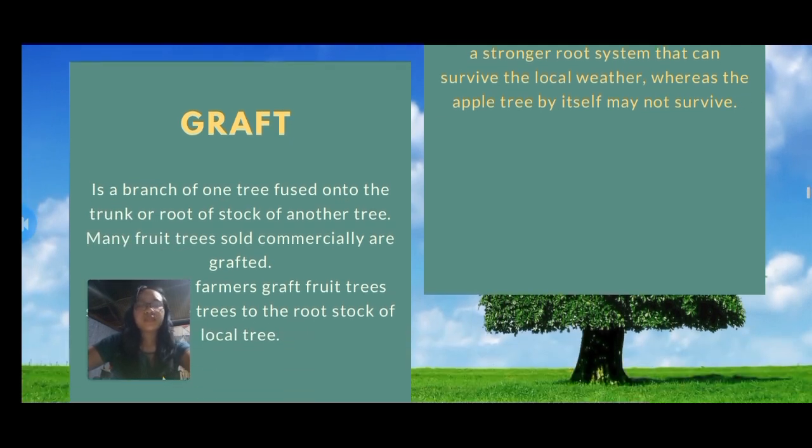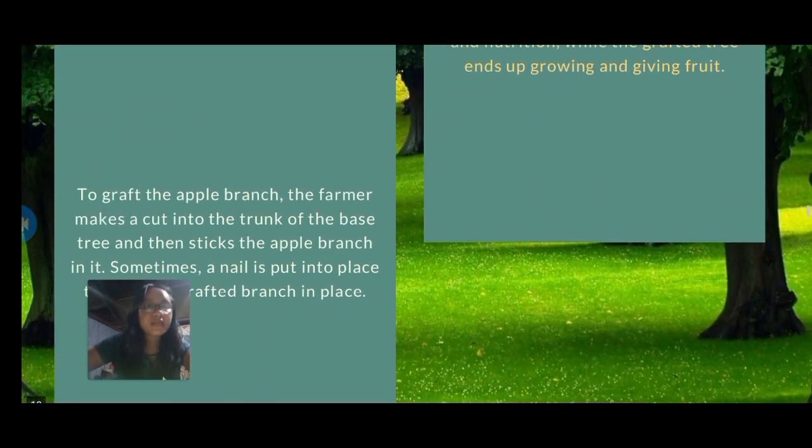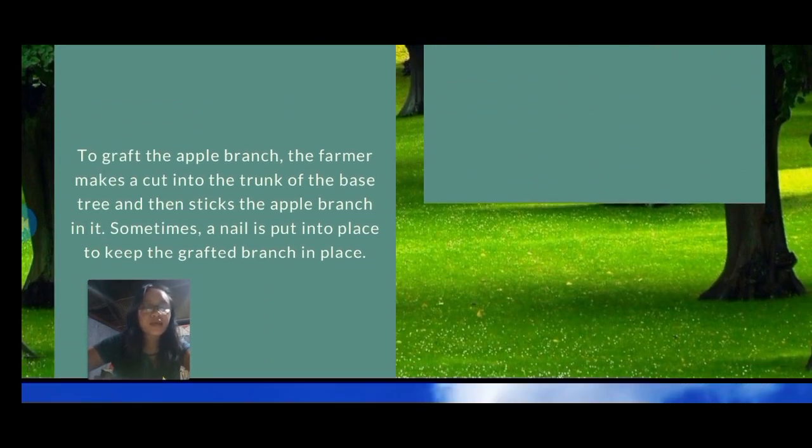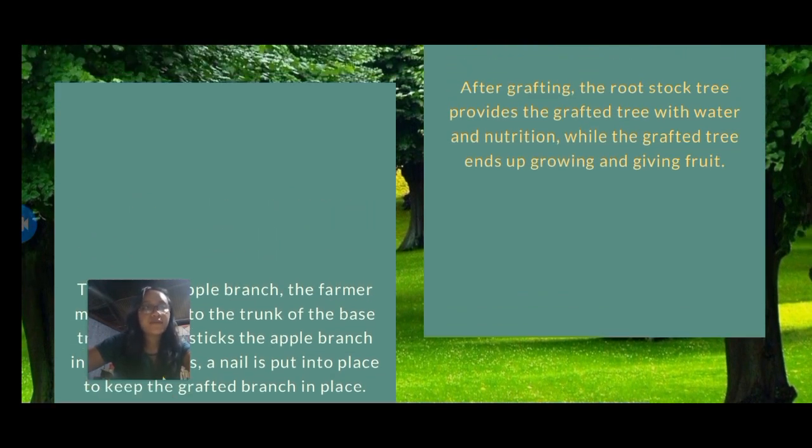So that's grafting. To graft the apple branch, the farmer makes a cut into the trunk of the base tree, and then sticks the apple branch in it. Sometimes a nail is put in place to keep the grafted branch in place. After grafting, the rootstock tree provides the grafted tree with water and nutrition, while the grafted tree ends up growing and giving fruits.